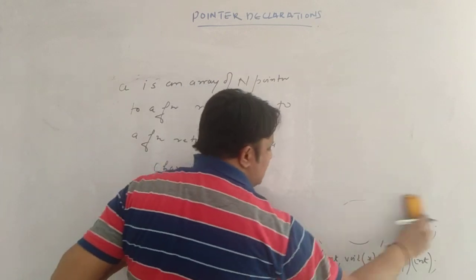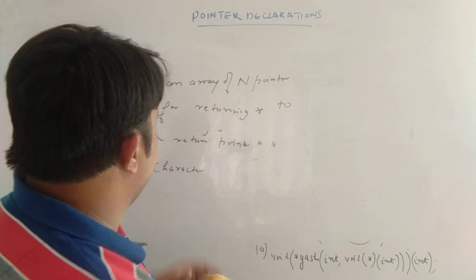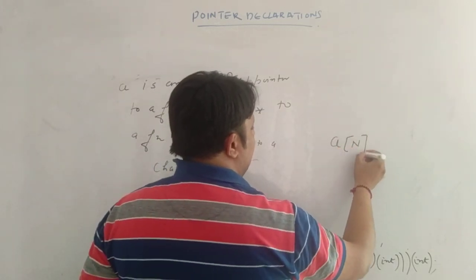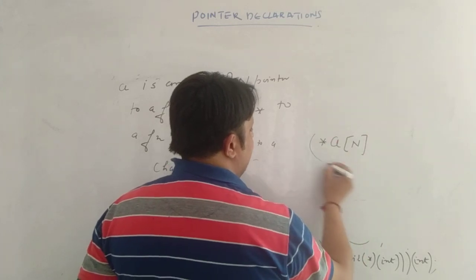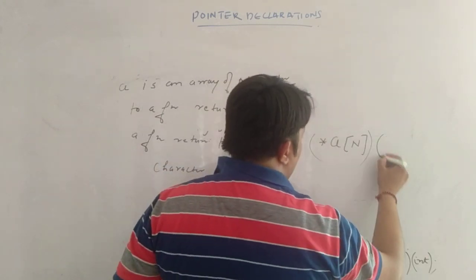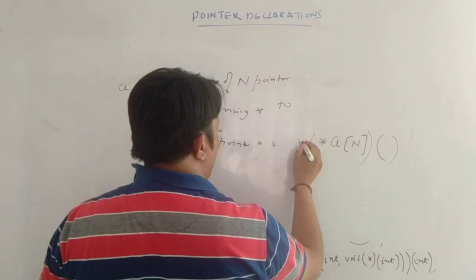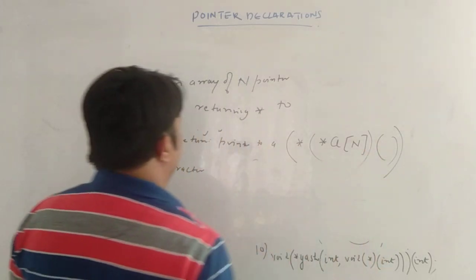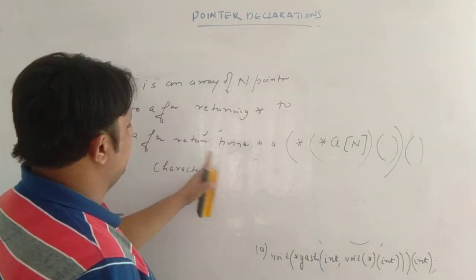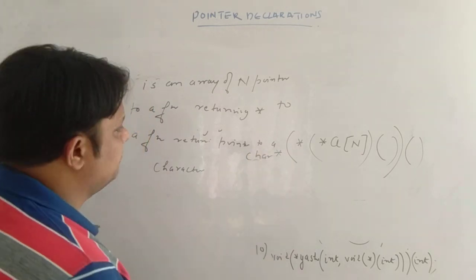Now let me remove this. Now given this, write the equivalent statement. So in this, A is an array of n pointers. So how do you write? A is an array of n pointers to a function. So A is an array of n pointers to a function returning pointer to a function returning pointer to a function returning pointer to a character. See, it's pretty simple, right?